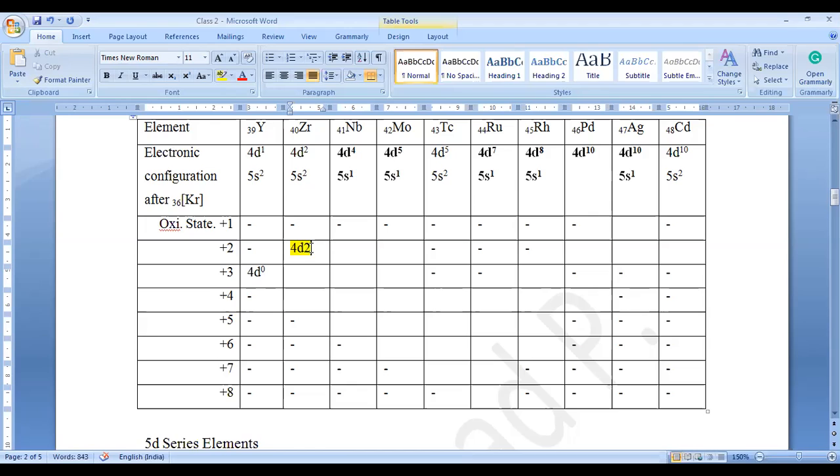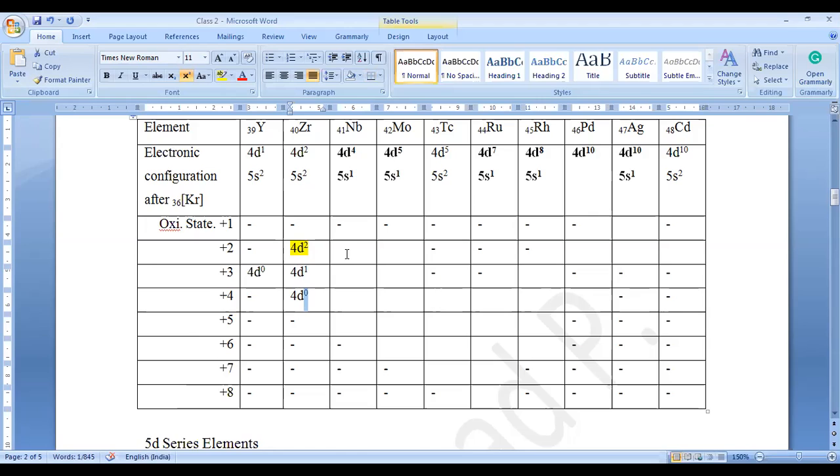4d2 is possible, but it is less stable. Then the possible one is 4d1. 4d1 is possible, and 4d0 is also possible. Therefore, +2, +3, and +4 oxidation states are possible for zirconium.